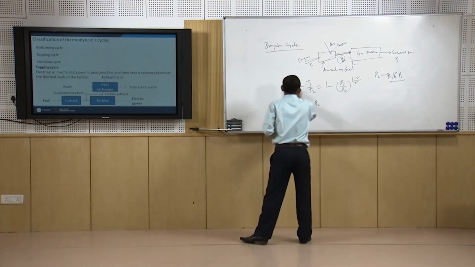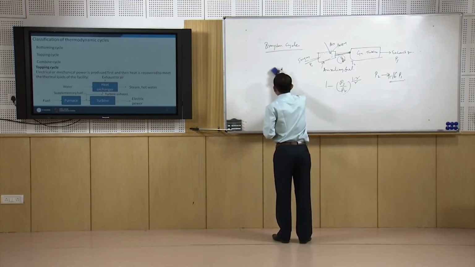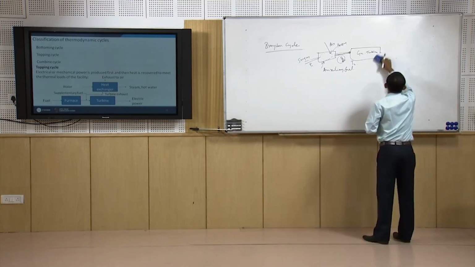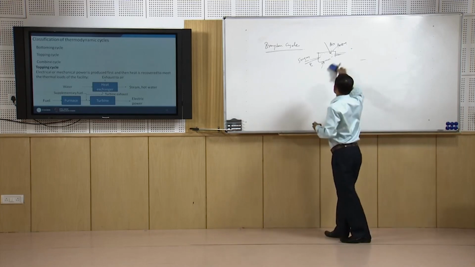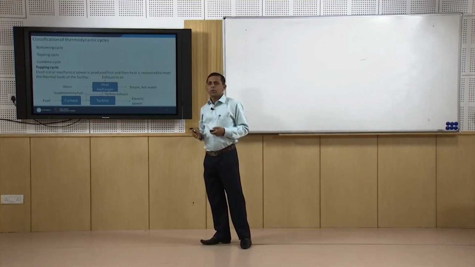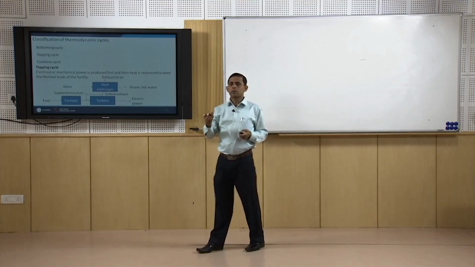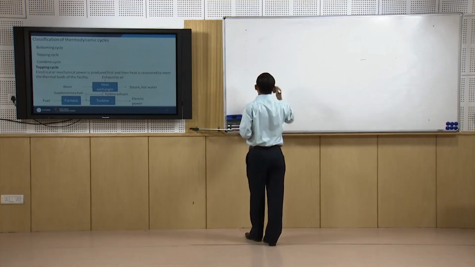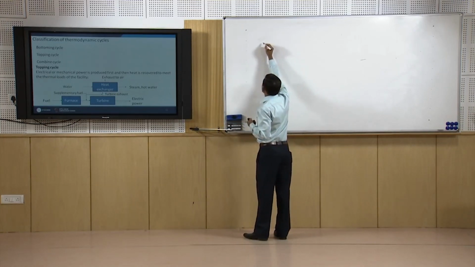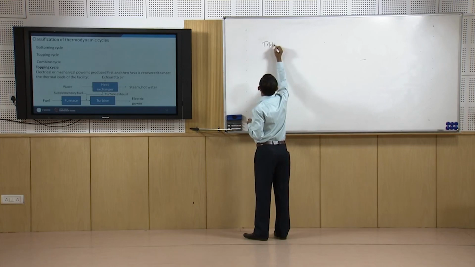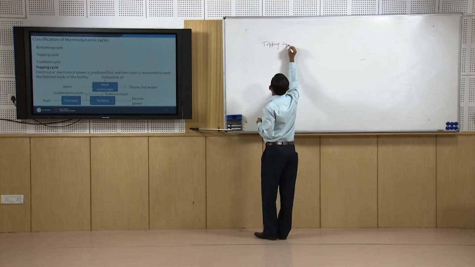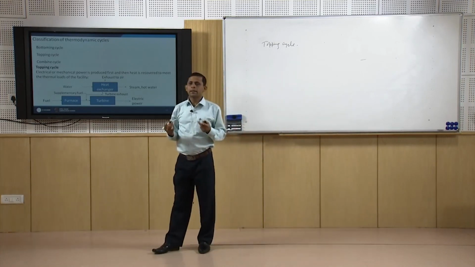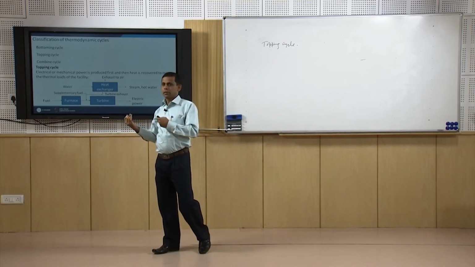Now, we will see how the efficiency can be improved by using bottoming cycles or topping cycles. So, bottoming cycle, topping cycle and combined cycle, these three classifications of thermodynamic cycles we have developed. So, one is your topping cycle. Topping cycle means we will be extracting mechanical and electrical energy first, then heat recovery.